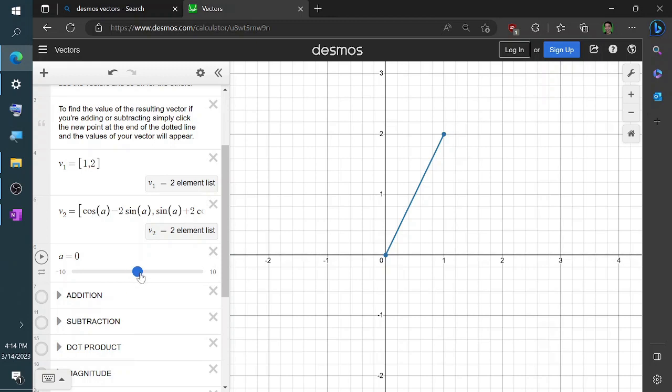For example, as I increase the angle A, we can see that the result of the matrix multiplication is a rotated version of the original vector, and the degree of rotation, the amount of rotation, is controlled by the angle A, which is inside sine and cosine.